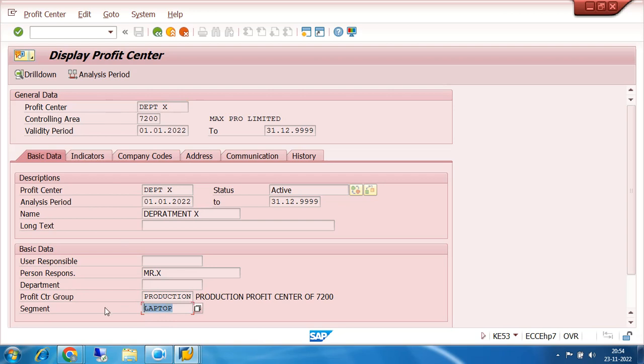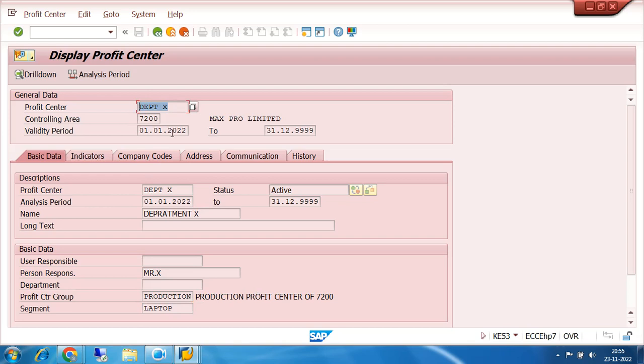So my intention is, I have two segments, one is laptop, one is desktop. And the purpose of segment is, I have to prepare the profit and loss account and balance sheet separately for laptop as well as desktop. However, there are many transactions where the user may not know to which profit center, which segment it pertains.